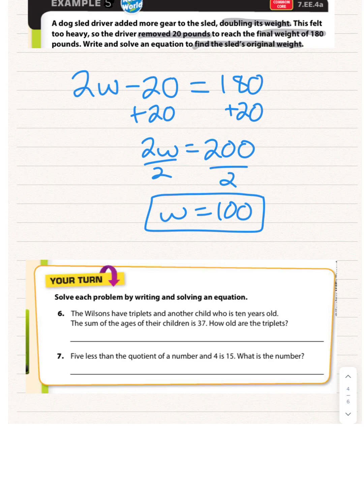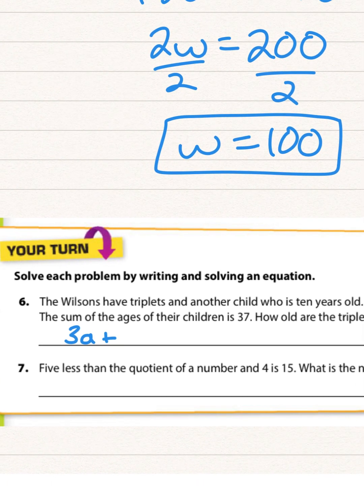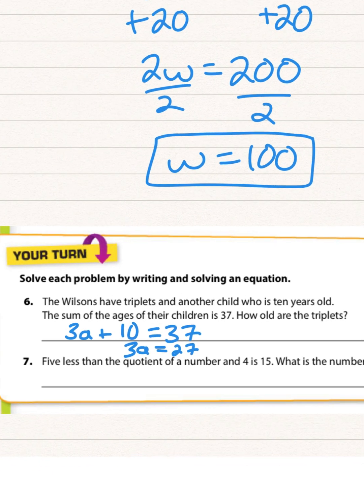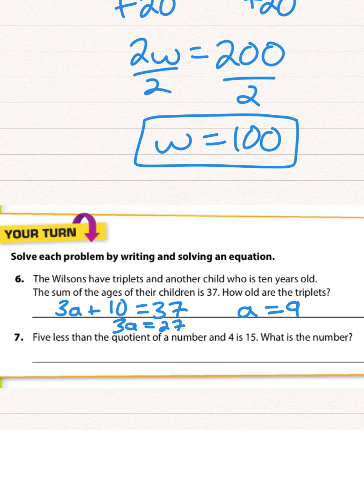All right, the Wilsons have triplets and another child who is 10 years old. The sum of the ages is 37. How old are the triplets? Well, triplets means 3 kids, so we have 3 kids that are the same age, and then 1 who is 10. So 3 times the age of the triplets plus 10 equals 37. All right, so then to solve this, you would subtract 10, getting 3a is 27, and then divide by 3. So the age of the triplets is 9 years old.